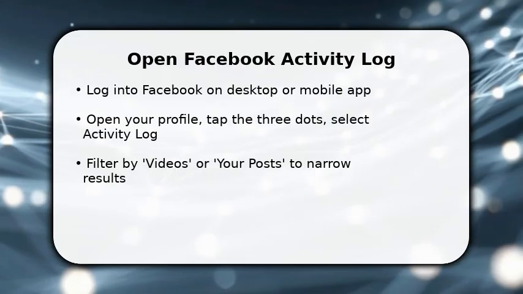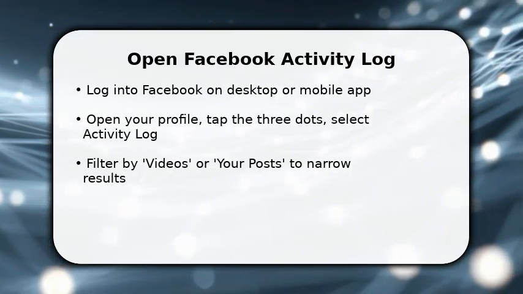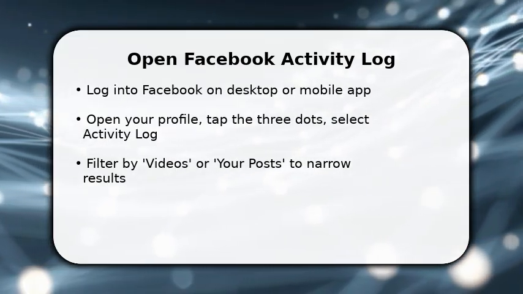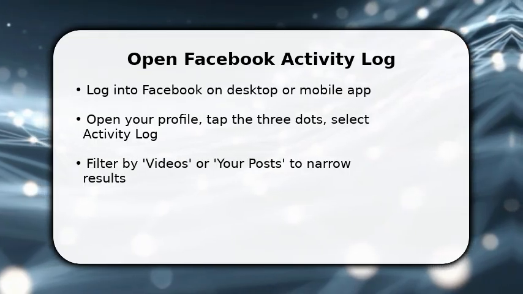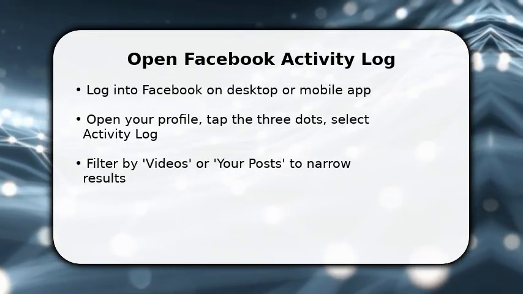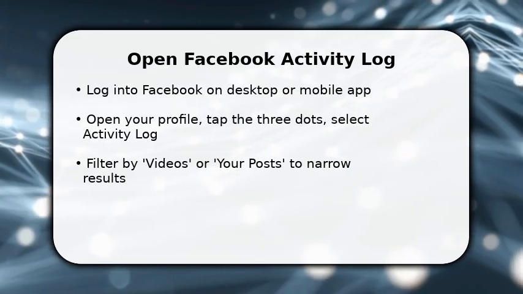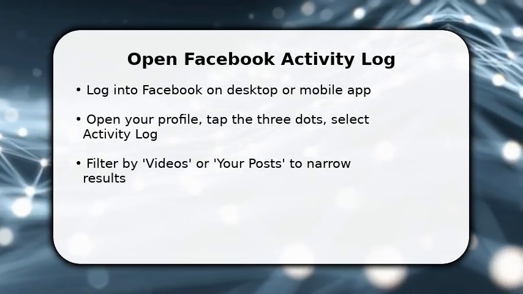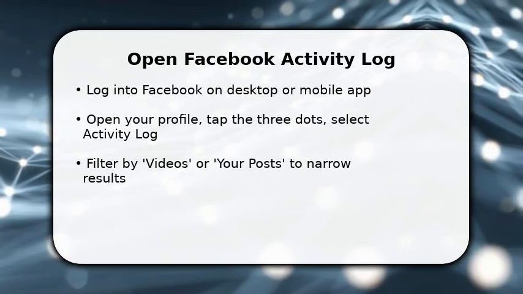You start by signing into Facebook and going straight to your profile. Once there, tap the three dots and open Activity Log. You need this view to see chronological actions tied to your account. Make sure you use the desktop site or updated mobile app because labels differ.